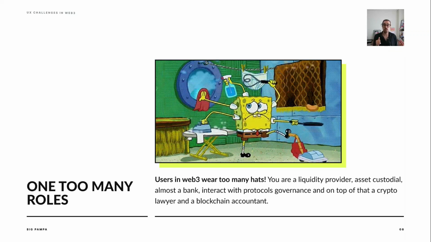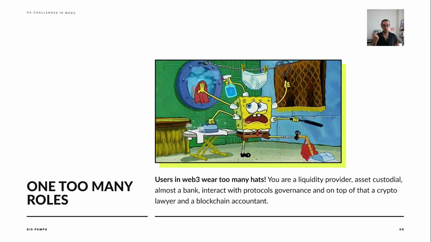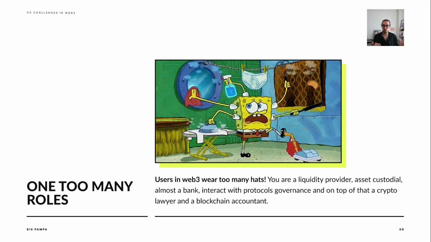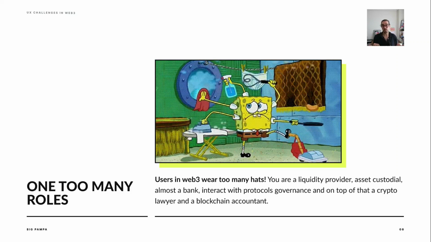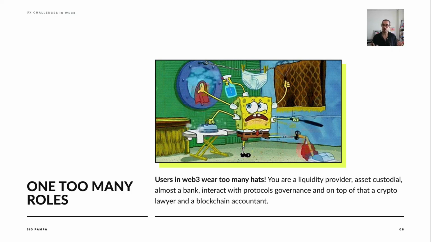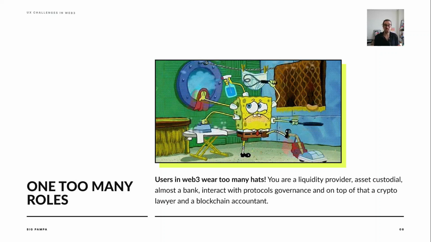Users in Web3 are also custodians of their own assets, liquidity providers, sometimes they even operate like a bank. They interact with protocol governance and play a role on the protocol's decision. And on top of all of that, let's not forget that they also need to be crypto lawyers and blockchain accountants, because they are just trying to be sure that they are not breaking any rules or legislations. So these new roles that the users are assuming sometimes are a bit much to deal with, lacking the relevant knowledge or support on how to transit them, and more often than not, leaving them wary about even interacting with Web3.